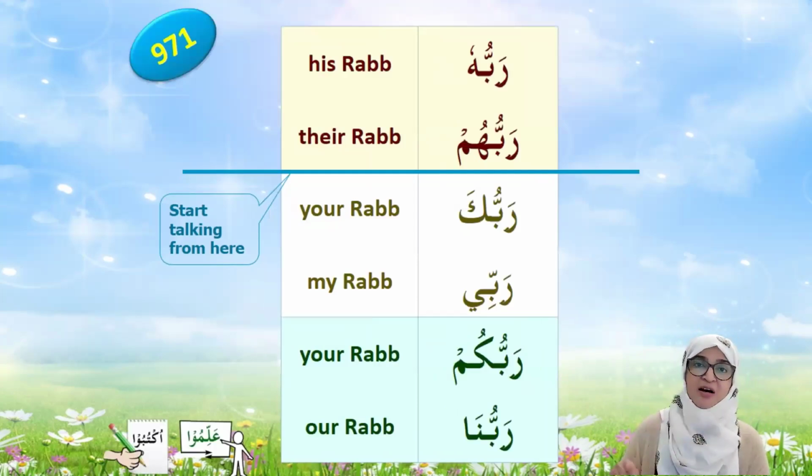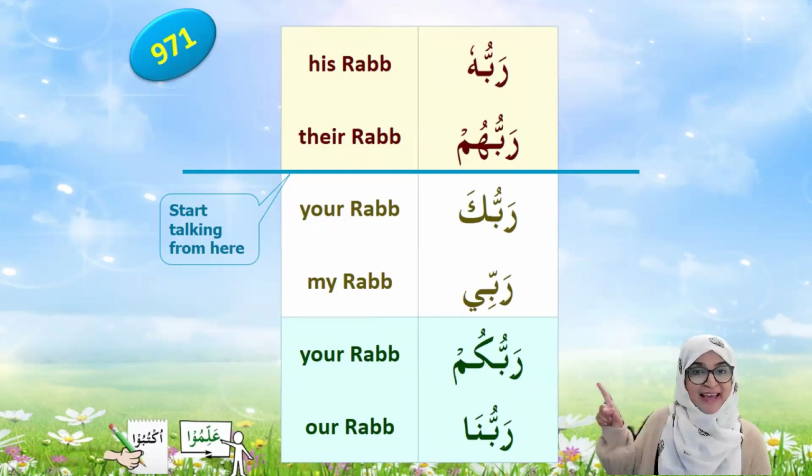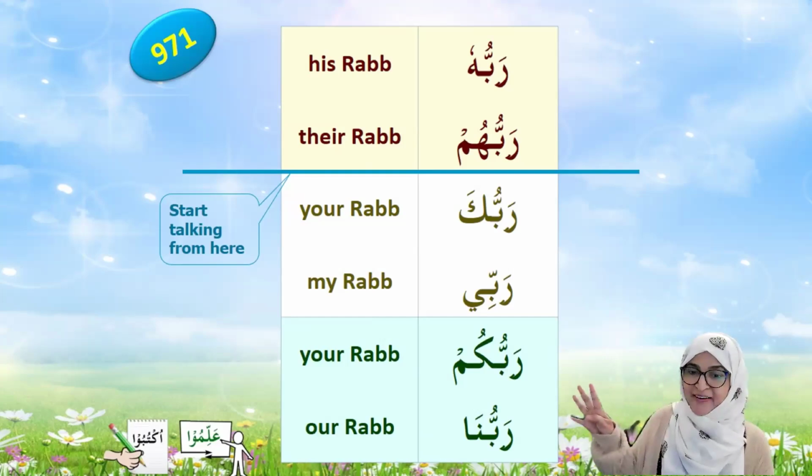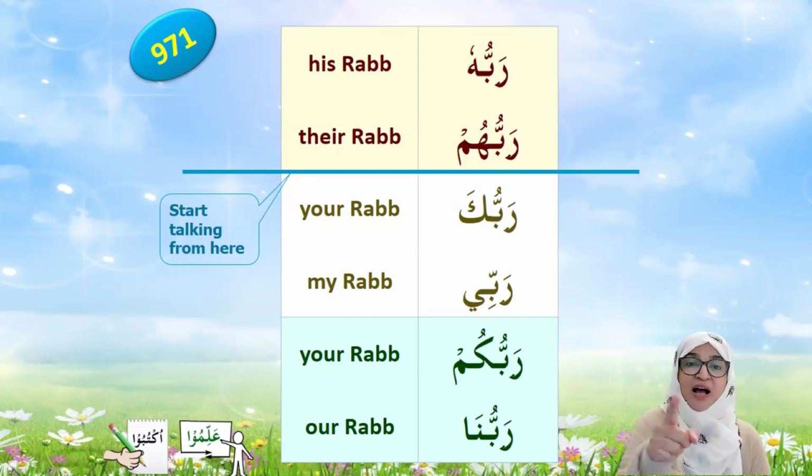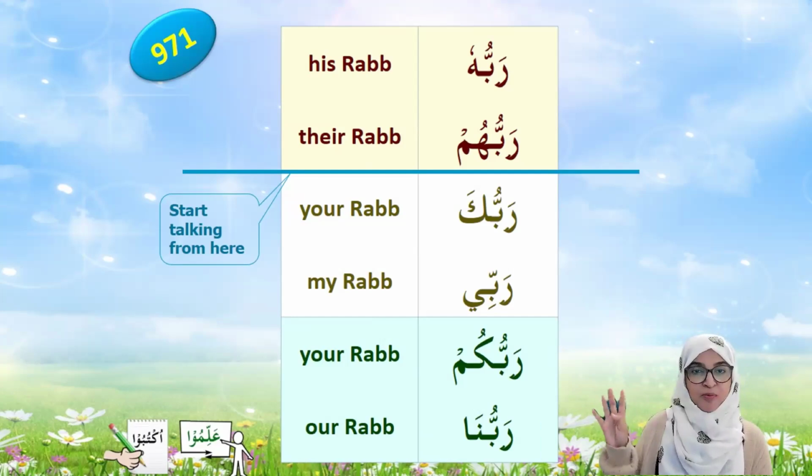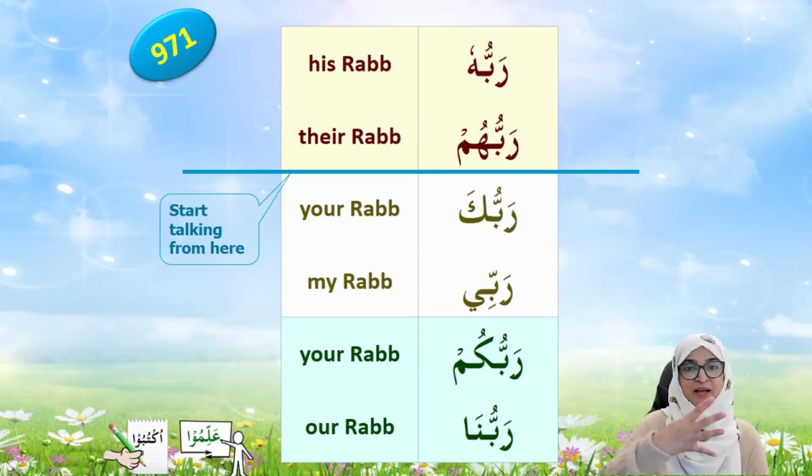Now, I also gave you a word, rabb. So we did everything around the word rabb. Rabb, rabbuhu. That means his rabb. Rabbuhum means their rabb. Then rabbuka, that means your rabb. Then rabbi, my rabb. Rabbukum, your rabb. Rabbuna, our rabb. See, when you add na, it becomes our. So, rabbuhu, rabbuhum, rabbuka, rabbi, rabbukum, rabbuna.